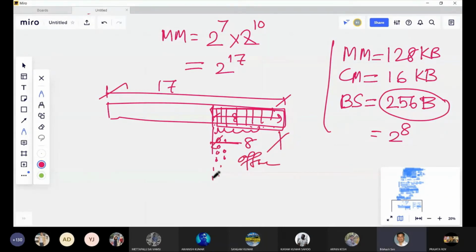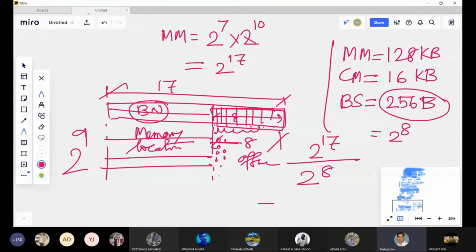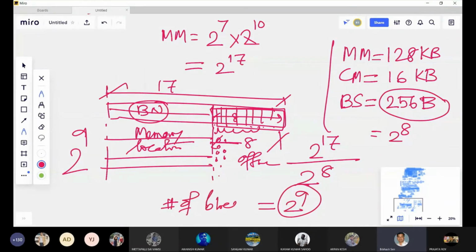Are you getting my point within the blocks? So here 8 bits are fixed for block offset. Now BN means block number, that is our main memory location. Up to this part, clear or not clear, tell me. Yes, sir. So the size of main memory is 2 to the power 9 blocks. How did we find it? Main memory size divided by block size gives the number of blocks in main memory. Clear? Not clear. Yes, sir, clear.